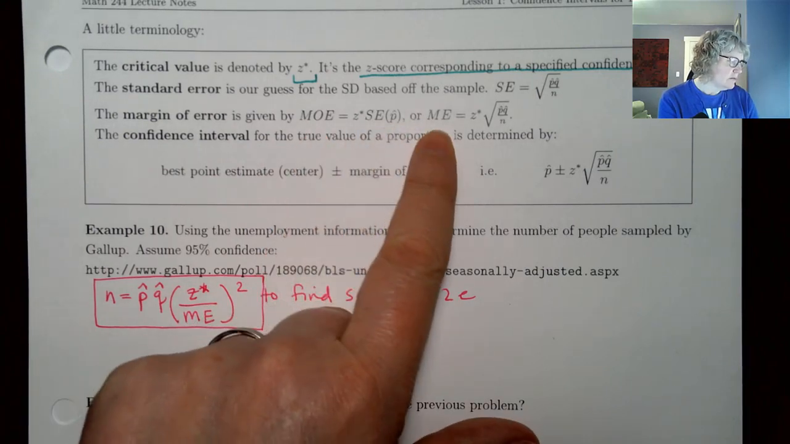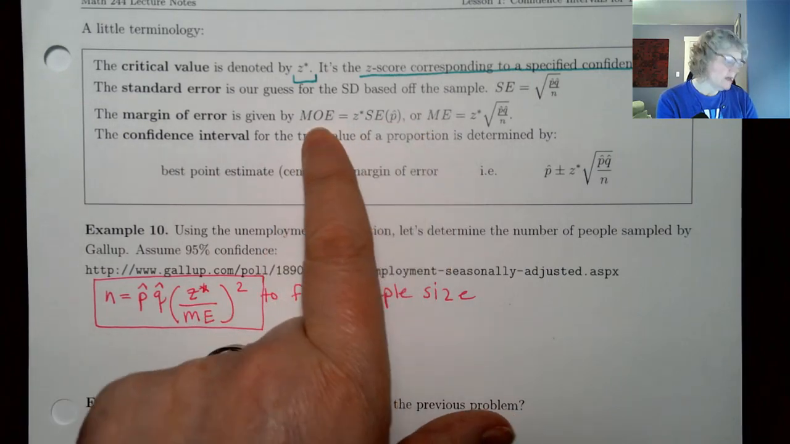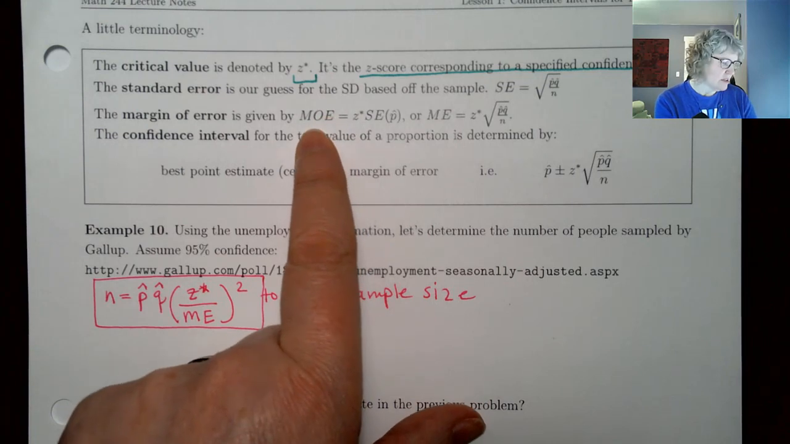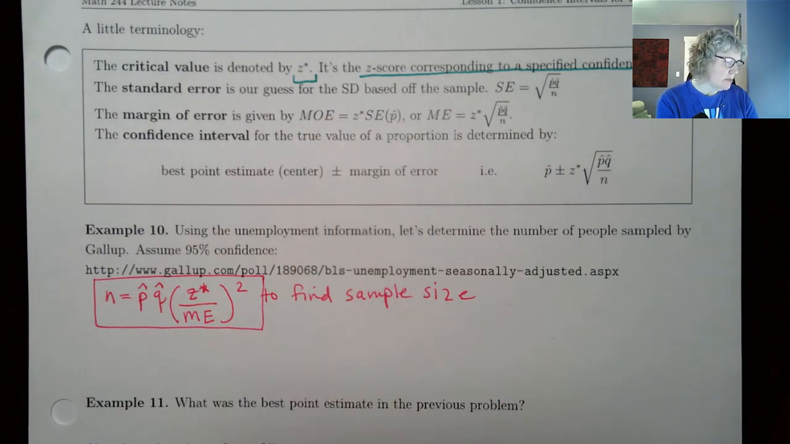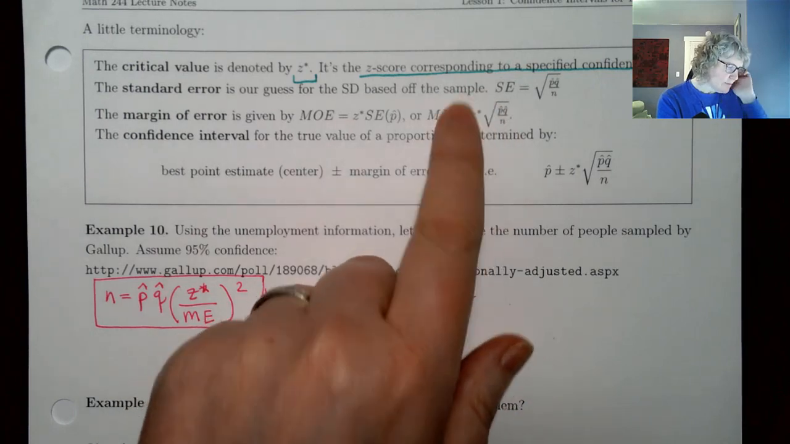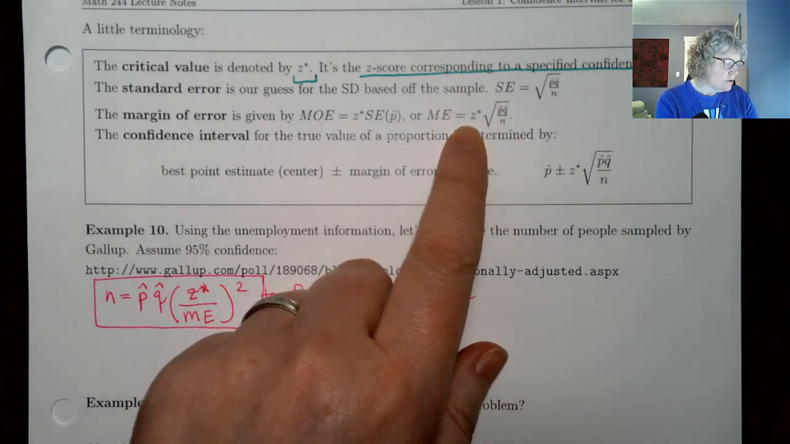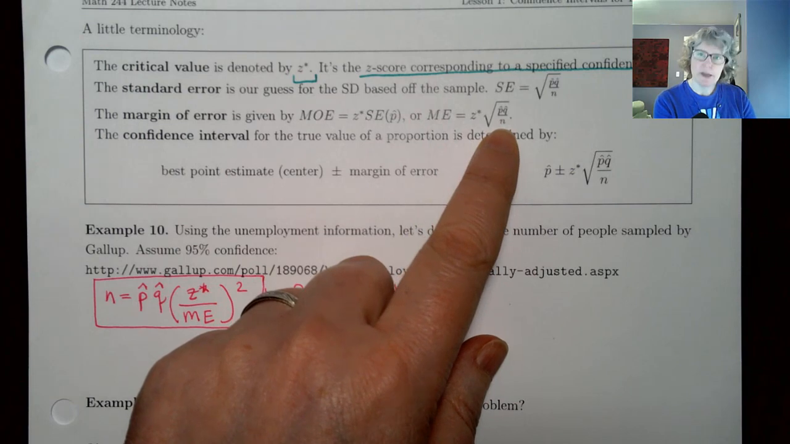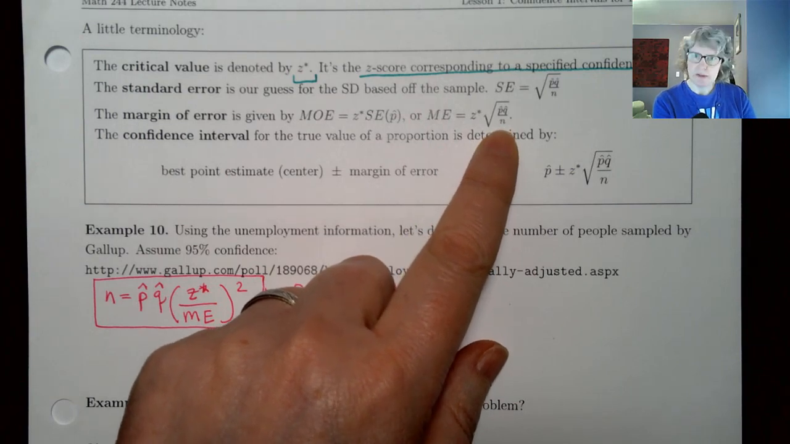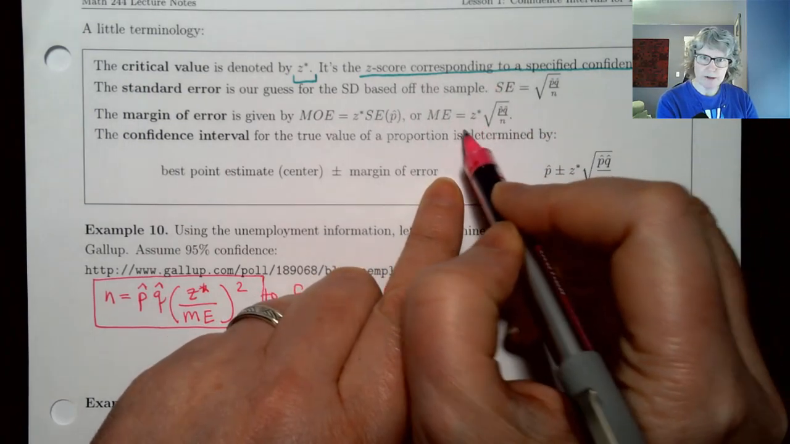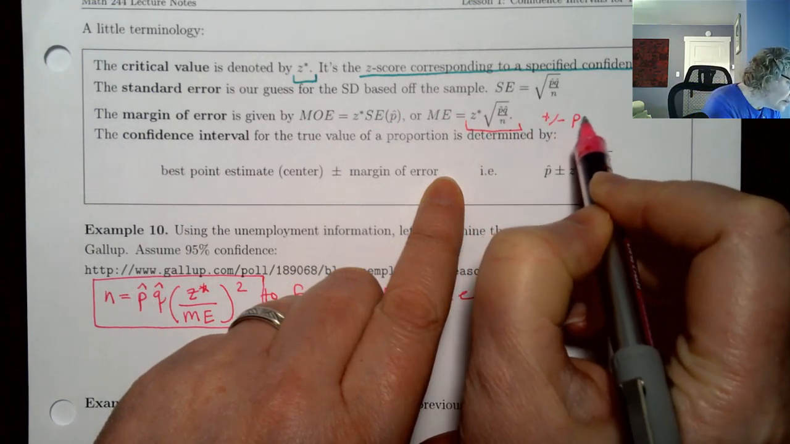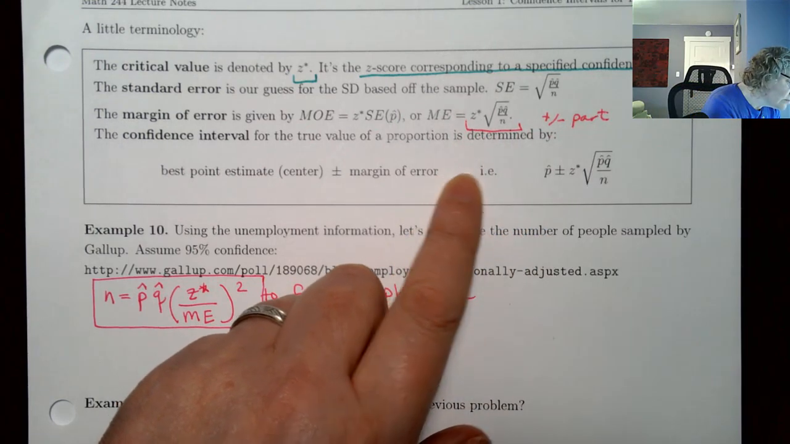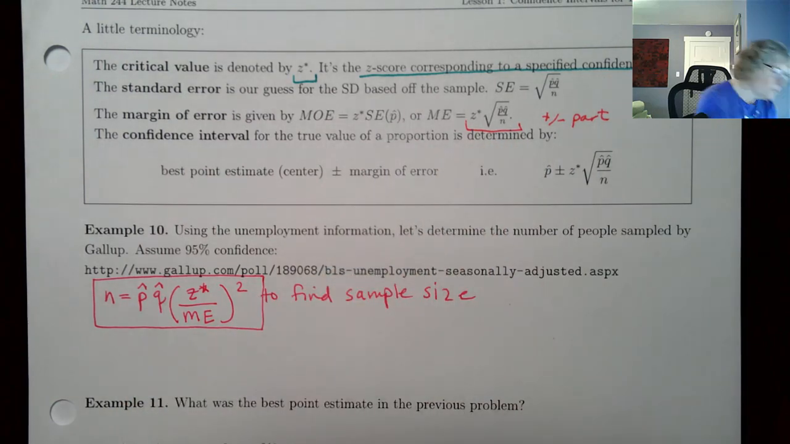Then margin of error, you might see MOE or ME, especially in the media. I see MOE more in the media, ME more in statistics. That is when you go out a certain number of standard errors times the standard error. So that's the plus or minus part. So this is the part we usually calculate. And then we add and subtract.